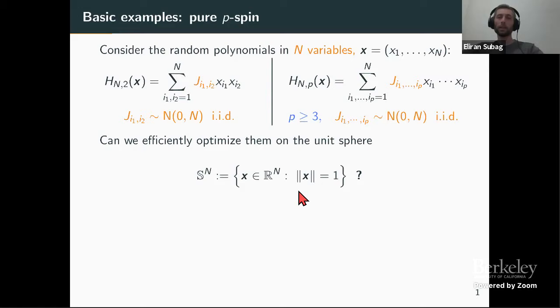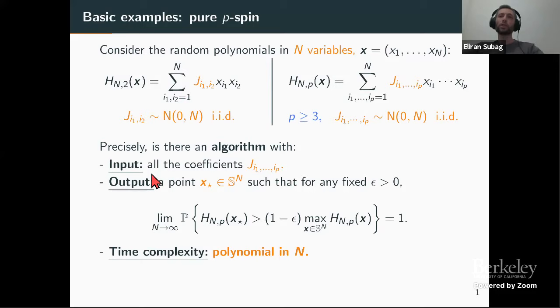What I'm interested in is the question of efficient optimization of such a function on the sphere. More precisely, I want to know whether there exists an algorithm which takes as an input all the coefficients J, and outputs a point on the sphere such that for any small epsilon, the value at the output is the maximum up to multiplicative error of epsilon with probability that goes to 1. And we want to do it in time complexity which is polynomial in n. For the sake of comparison, if you just want to exhaustively search for such a point to get an epsilon error, you need exponentially many samples.